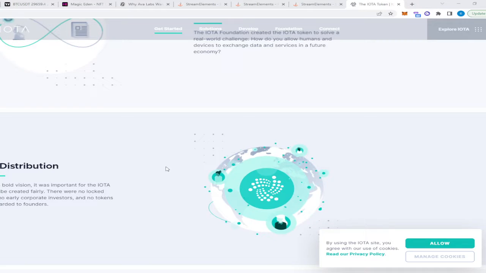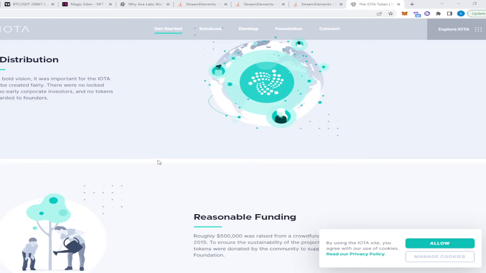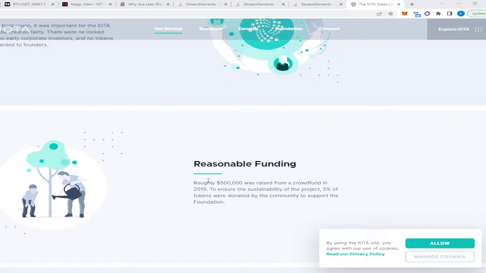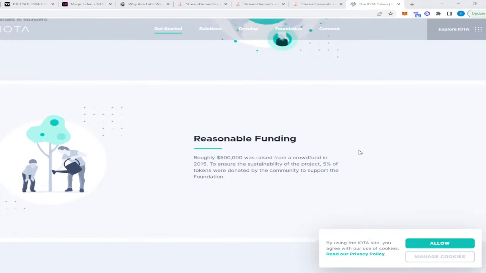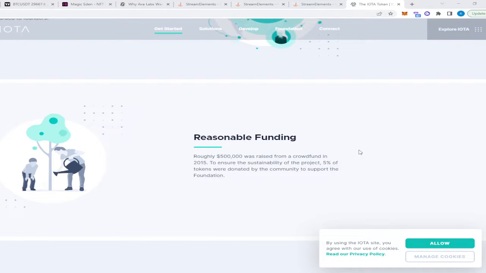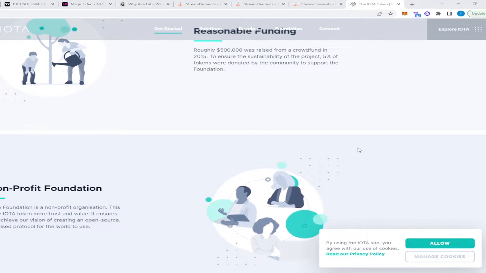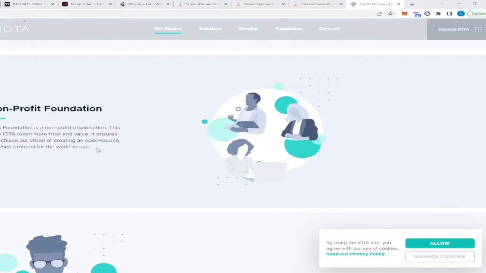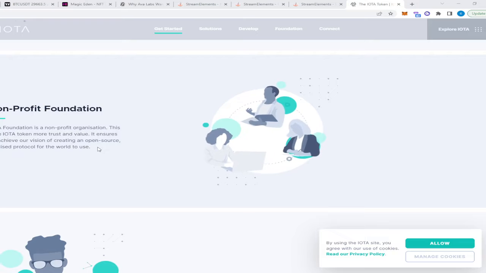Fair distribution. With this bold vision, it was important for the IOTA token to be created fairly. There were no locked tokens, no early corporate investors, and no tokens were awarded to founders. They have reasonable funding. Roughly $500,000 was raised from a crowdfund in 2015 to ensure the sustainability of the project. 5% of tokens are donated by the community to support the foundation. So they have a nonprofit foundation, the IOTA Foundation.